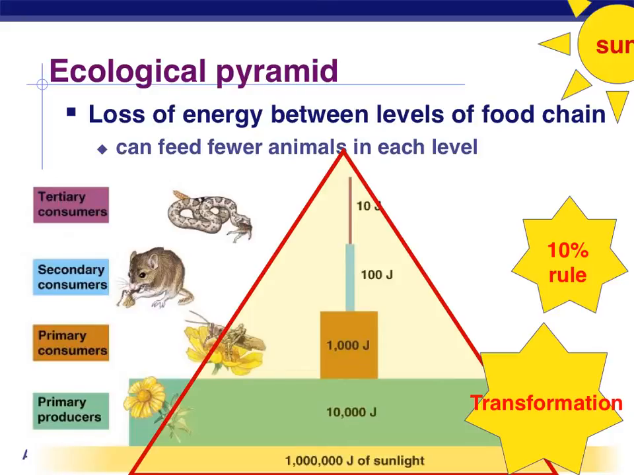So from this information, we can plot what we call an energy pyramid, and that's what this picture shows. It also shows us transformation, or what we also call the 10% rule, and that's the amount of energy that's passed on from one level to the next. We lose about 10% of that in the form of unusable energy, heat.